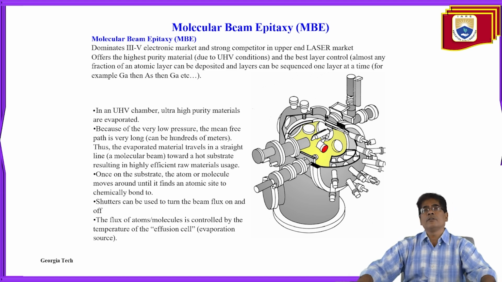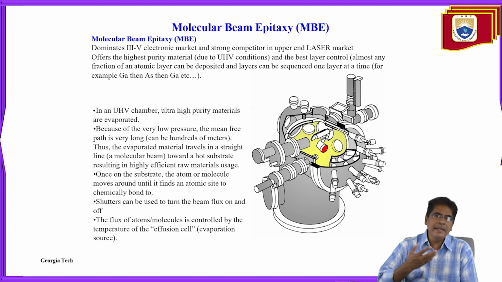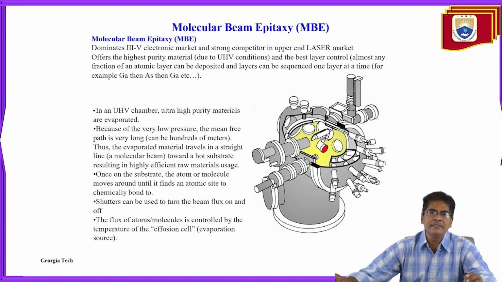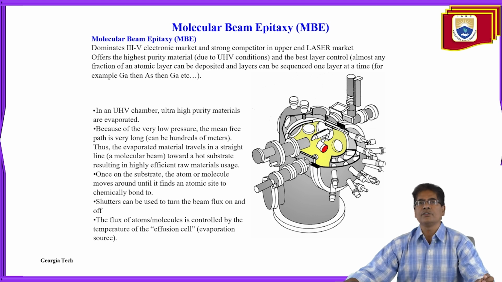In an ultra high vacuum chamber, ultra high purity materials are evaporated. Because of this very low pressure, the mean free path is very long and can be hundreds of meters. Thus, the evaporated materials travel in a straight line as a molecular beam towards a hot substrate, resulting in highly efficient raw materials usage. Once on the substrate, the atom or molecule moves around until it finds an atomic site to chemically bond to. Shutters can be used to turn the beam flux on and off, and the flux of atoms or molecules is controlled by the temperature of the effusion cell.